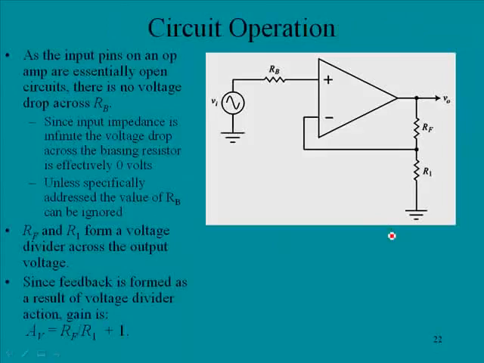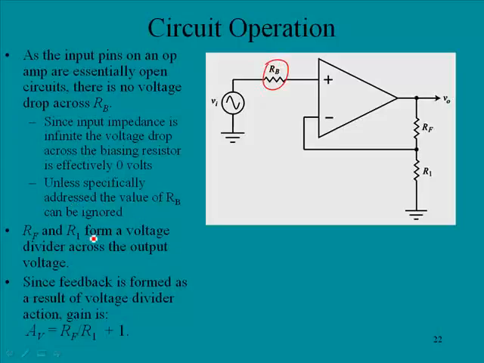Okay, and here we have a non-inverting amplifier. As the input pins on an op-amp are essentially open circuits, there is no voltage drop across RB. We've talked about RB already. Since input impedance is infinite, the voltage drop across the biasing resistor is effectively 0 volts, and so the value of RB can be ignored.